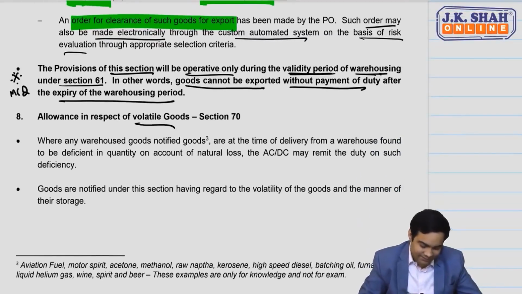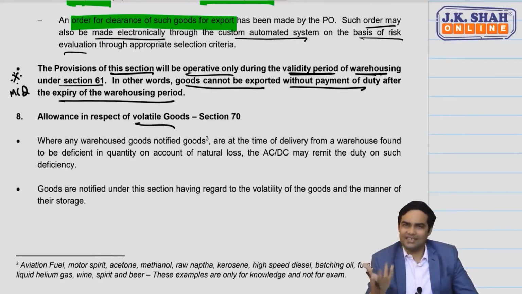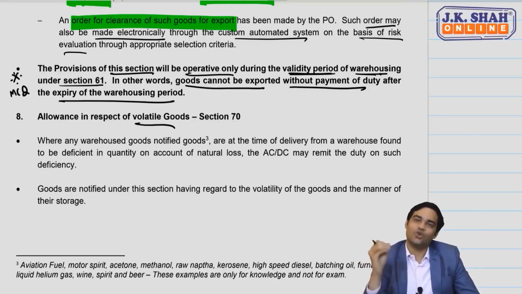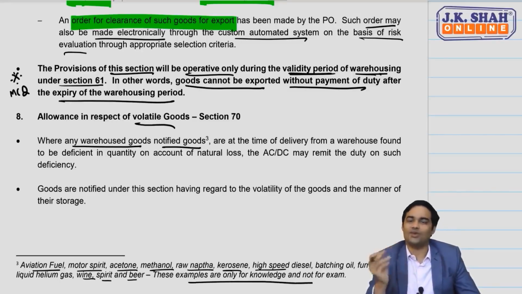Then there's one small point. Allowance in respect of volatile goods. See, goods like petrol, diesel, naphtha or certain chemicals get evaporated or they reduce with time. In such cases where these products are volatile, then to the extent there has been such normal loss, custom duty will not be applicable, but you have to make an application. Plus government has also notified certain goods for which this benefit will be available. Let's have a look. Where any warehoused goods being notified goods, obviously aviation fuel, motor spirit, acetone, methanol, raw naphtha, kerosene, high speed diesel, batch oil, wine, spirit, beer, these are only for knowledge, not for exam. You are not required to remember all the notified goods.